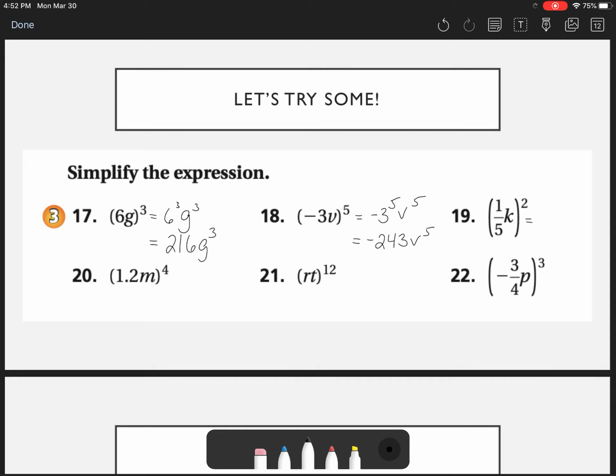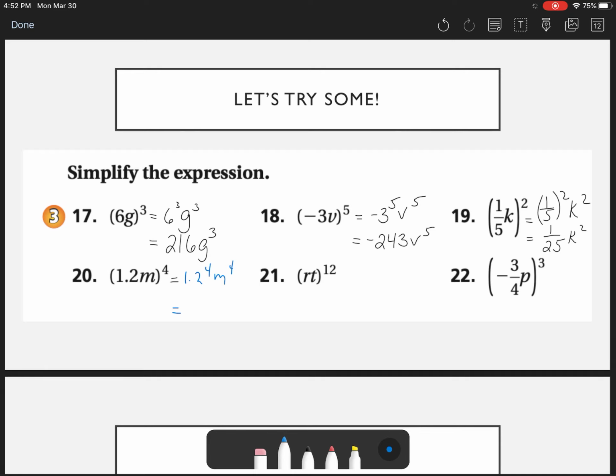Number 19, we're going to have (1/5) squared k squared. And 1/5 squared is simply 1 over 25 k to the second. Number 20, 1.2 m to the fourth. Let me do this in a different color. 1.2 to the fourth, m to the fourth.